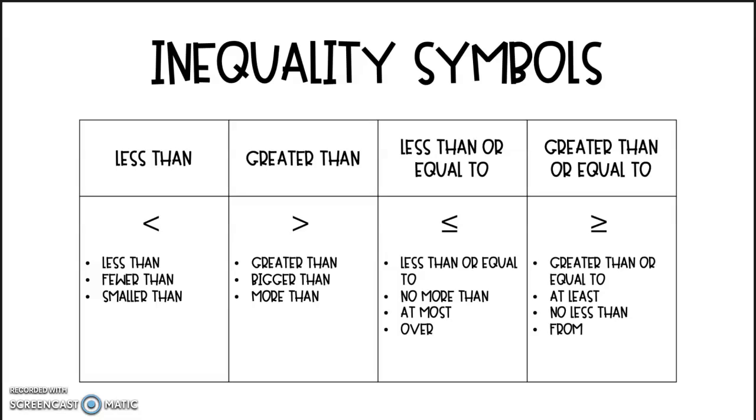These are some different words that might be used in a problem or a question to help tell you what inequality symbol they're talking about. For less than, you could also hear the words fewer than or smaller than. For greater than, you could hear bigger than or more. Less than or equal to, because we're reading this left to right, we're going to be talking about the unknown first. So of course we could say the unknown is less than or equal to. We could say the unknown is no more than, at most, or over.